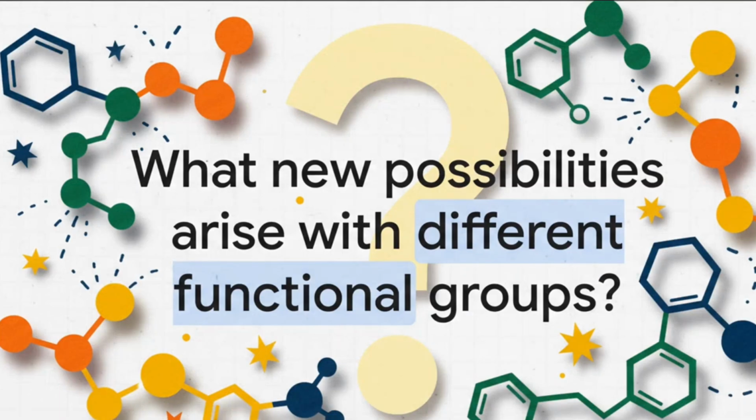And that's where I want to leave you. Just think about this for a second. We've only scratched the surface with simple chains and a few functional groups. What happens when you start combining them? What if you put an alcohol group and an acid group on the very same molecule? What happens when the chains bend back on themselves to form rings? The possibilities are, quite literally, almost infinite.